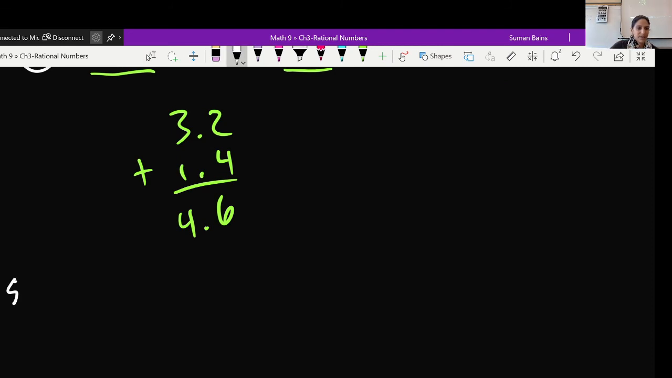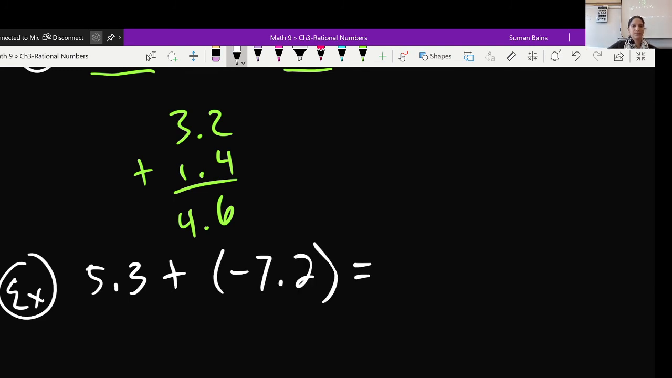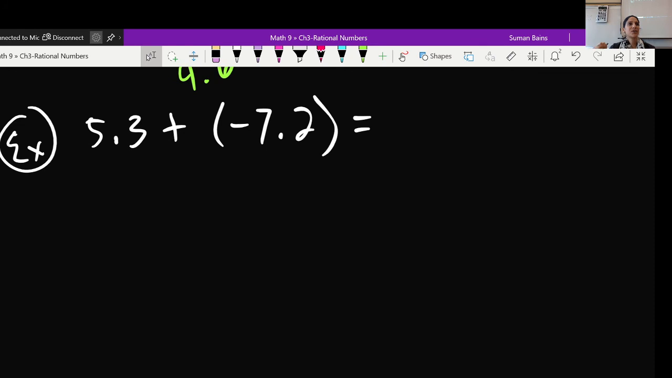And let's take a look at 5.3 plus negative 7.2. Is my answer going to be positive or negative? The answer is going to be negative. Everybody good with how we are figuring that out? We are looking at the 5.3, that's positive. And when I look at the 7.2, which is a greater value, that one's negative. So that's how I know the negative is going to win. Oh, I don't like the sound of that. The negative's going to win. It's going to be negative in this case.